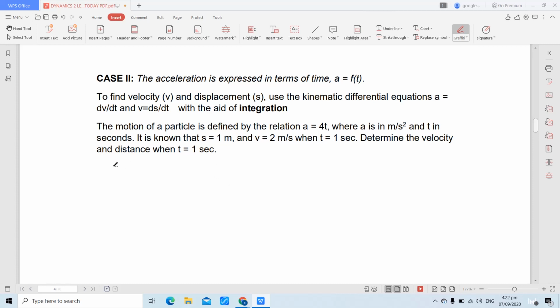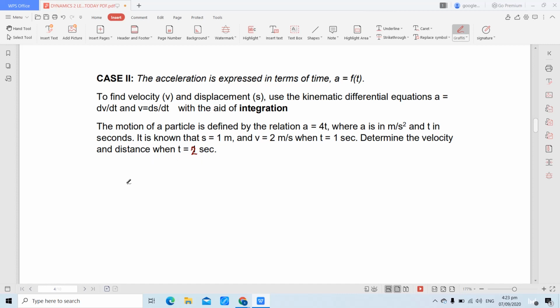Okay, we have here, the motion of a particle is defined by the relation A equals 4t, where A is in meters per second squared and t is in seconds. It is known that S is equivalent to 1 meter and velocity is 2 meters per second when the value of time is 1 second. Determine the velocity and distance when t is 1 second. Mali po lang po to guys, make it 2. Dahil kapag 1 second yun, meron tayong value ni distance tsaka velocity, kasi given na yung ating initial parameter, which is time equals 1. Kunin natin yung final parameter, time equals 2 seconds.